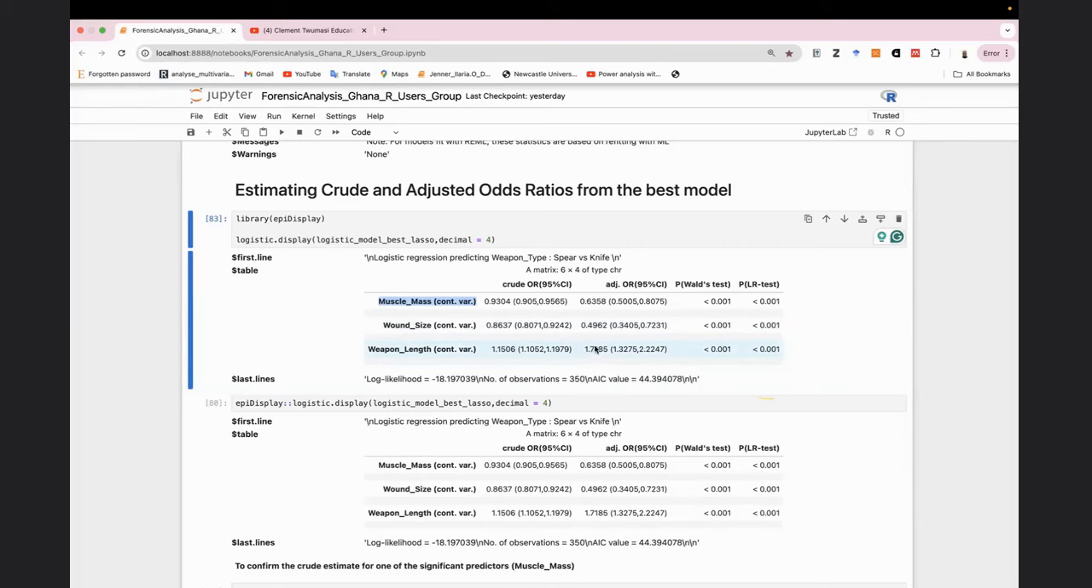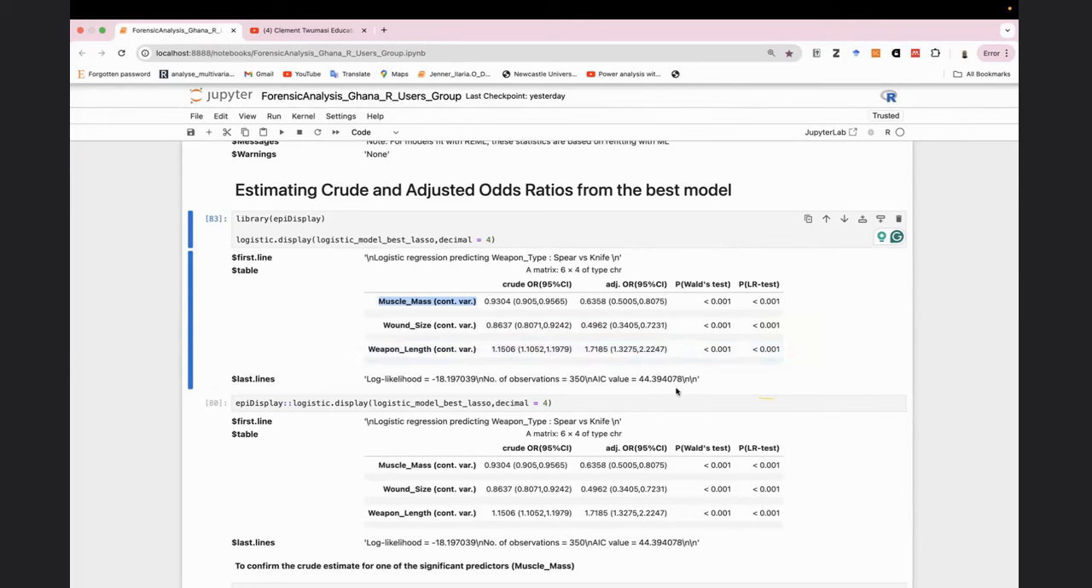So 1.7, I'm going to report on the increase, which is 70%, not the deficit, because this one is greater than 1. So I will say that higher weapon length is associated with a 71 percent increase in the chance of the weapon used being a spear. If you think about it, it means that the longer the weapon, the higher the chance that the weapon is a spear, and the shorter the weapon, the lower the chance that the weapon is a spear. And I think it makes sense.